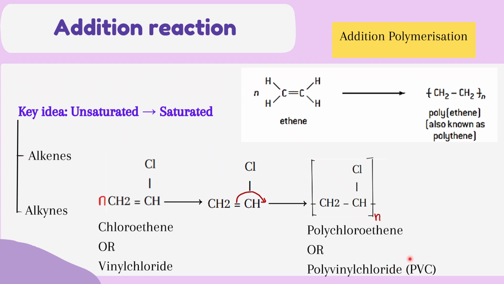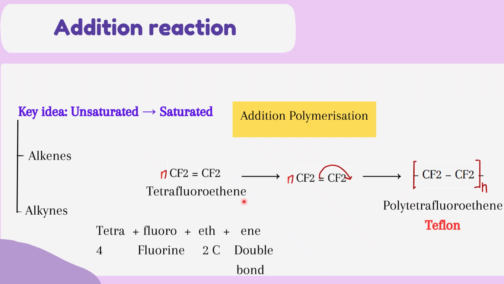The abbreviation for this is PVC. You may have heard of PVC pipes. So they are also made up of this polymer, that is polyvinyl chloride. Now the next one is Teflon.